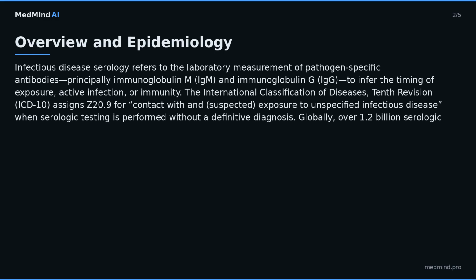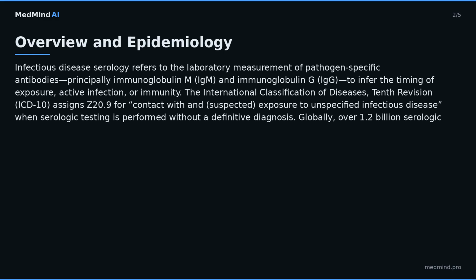Overview and epidemiology. Infectious disease serology refers to the laboratory measurement of pathogen-specific antibodies, principally immunoglobulin M, IgM, and immunoglobulin G, IgG, to infer the timing of exposure, active infection, or immunity. The International Classification of Diseases, 10th revision, ICD-10, assigns Z20.9, contact with and suspected exposure to unspecified infectious disease, when serologic testing is performed without a definitive diagnosis.